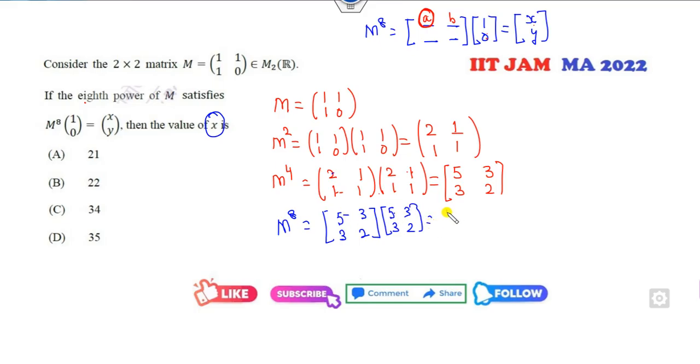So what is that? It's a 25. 25 plus 9, 34. The first number is my 34. Whatever the other numbers, because it's an M8, so the right answer is 34 is the correct answer.